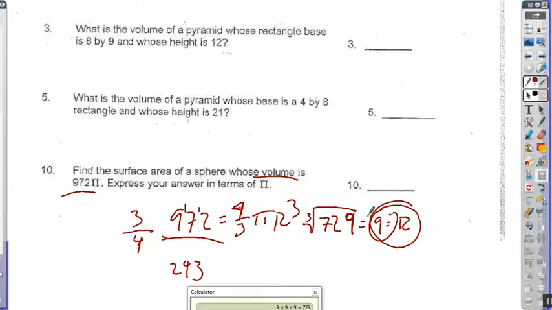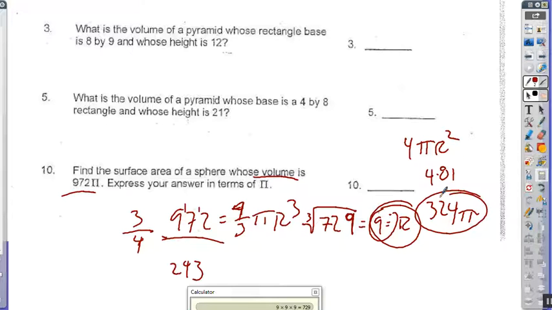So then, now I need to find the surface area, and the surface area is just 4 pi r squared, so we get 4 times 81, so that is 324 pi. So there we go. That is the first page untangled.